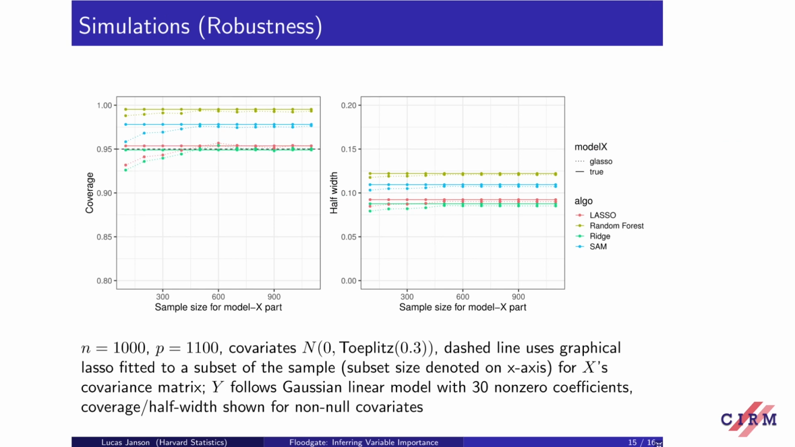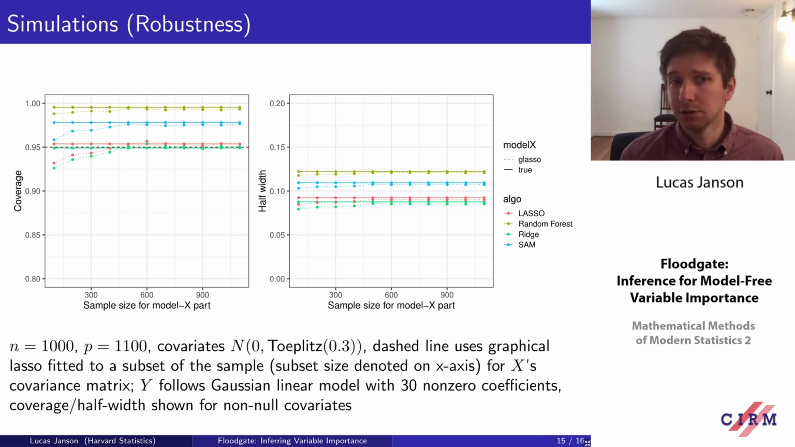What the dashed line says is take some subset of your sample, and that's what's on the x-axis, which is how much of my sample size I use to try to estimate x's distribution. In this case, x is multivariate Gaussian. It follows an AR1 model, and we're going to estimate its covariance matrix using the graphical lasso. It's a reasonable thing to do, but in a high-dimensional setting, it's, in an absolute sense, still not going to be a very good estimator of the distribution.